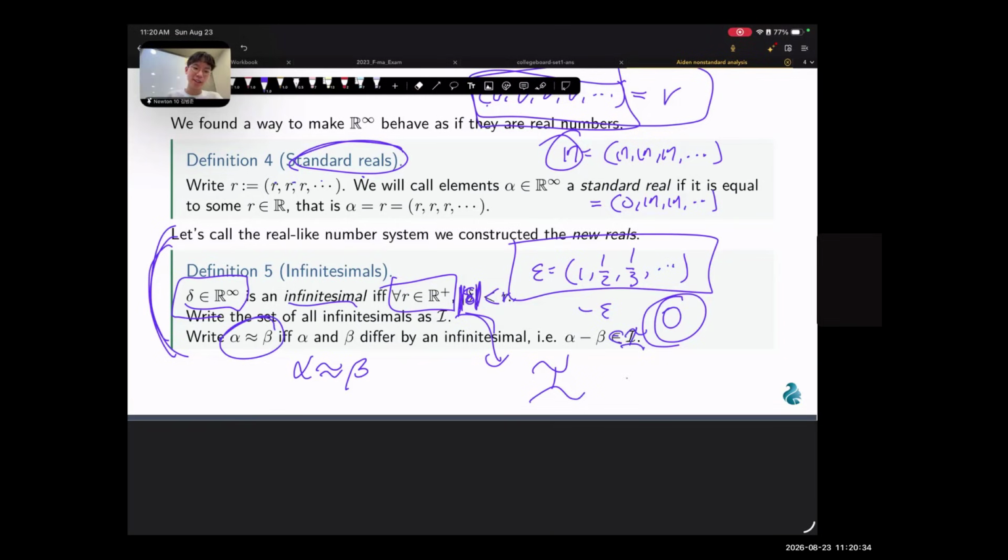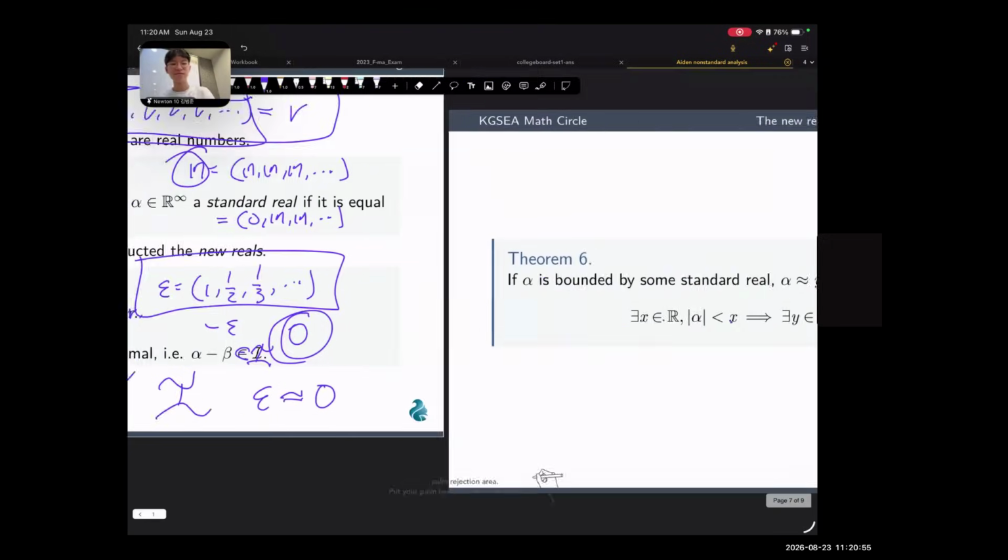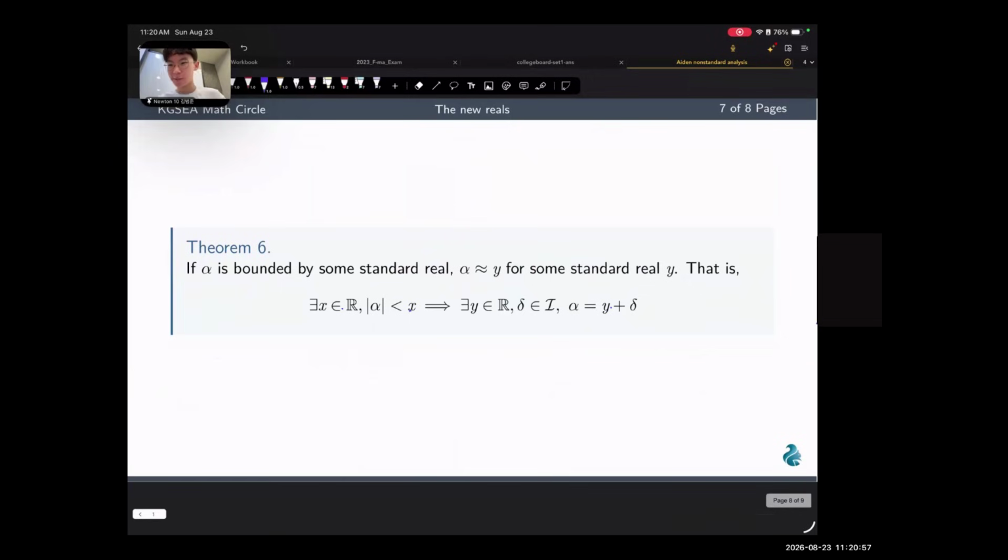So quick exercise: does epsilon squiggly equal 0? What do we think? I think yes. Is 17 approximately equal to 17 plus epsilon? What do we think? Yeah? Okay. I'm glad we're on board.